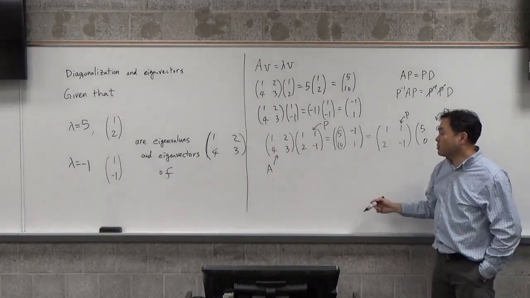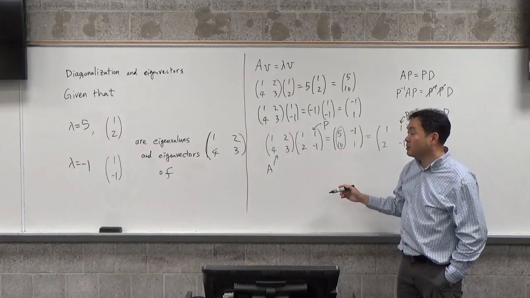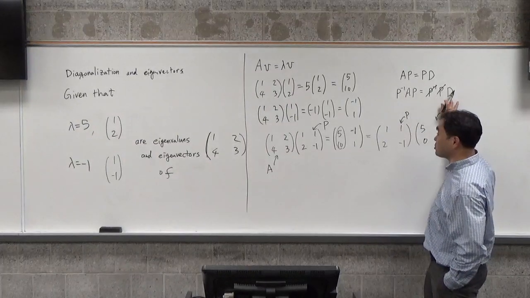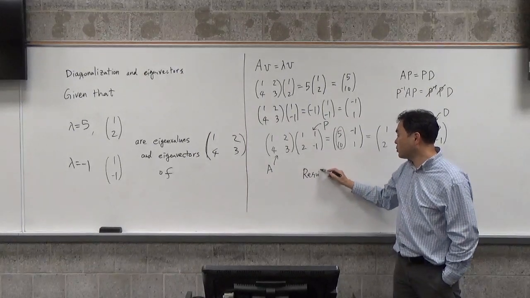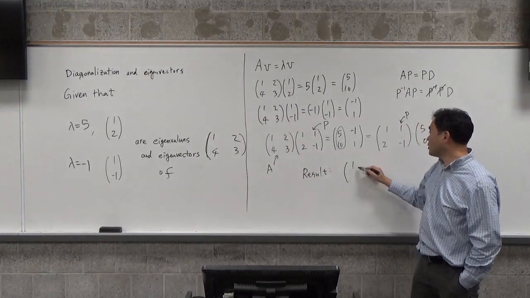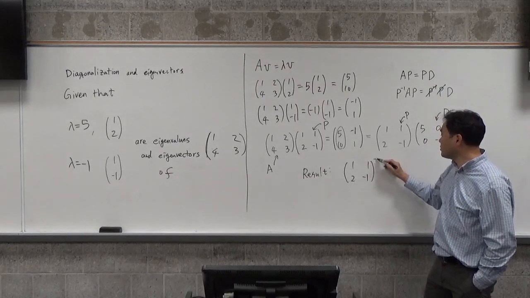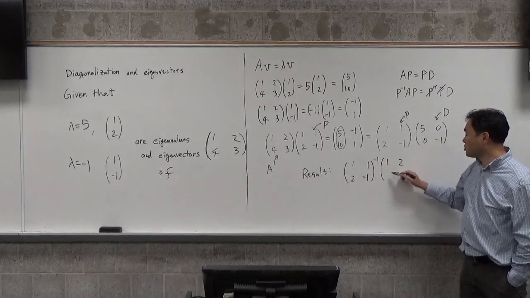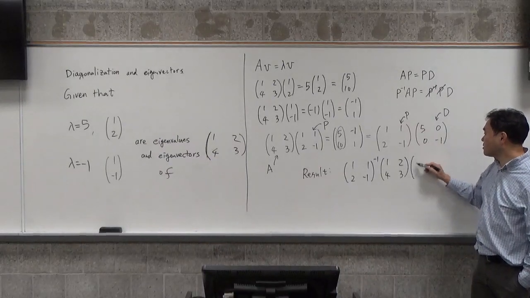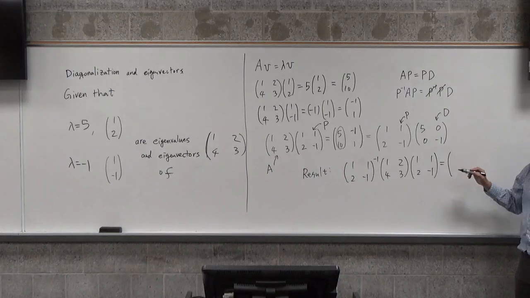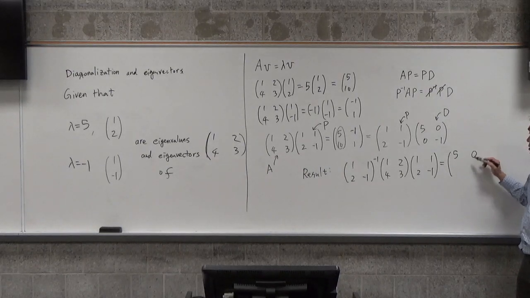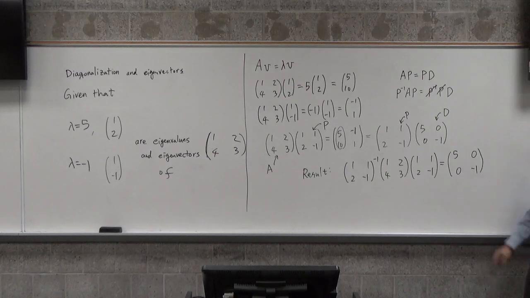So P inverse AP would be equal to D. The result that we just obtained is that [[1, 1], [2, -1]] inverse times the matrix [[1, 2], [4, 3]] times [[1, 1], [2, -1]] is the diagonal matrix of the eigenvalues. And this is called diagonalization.